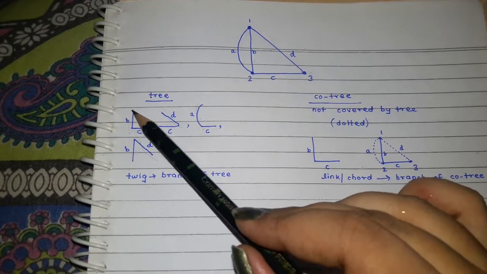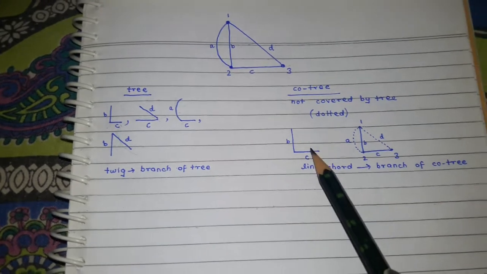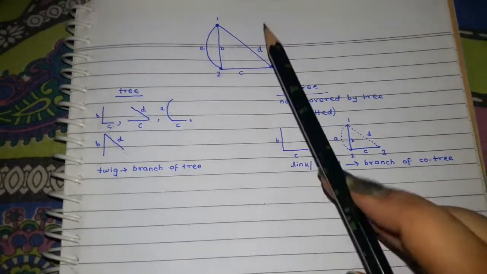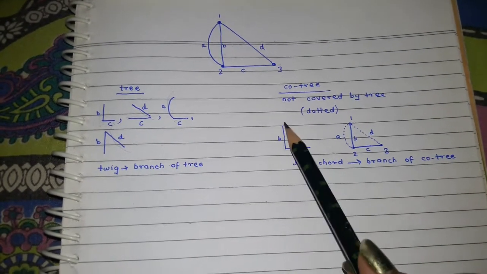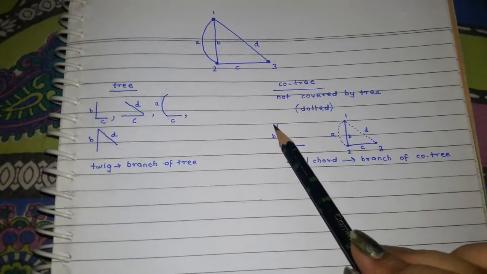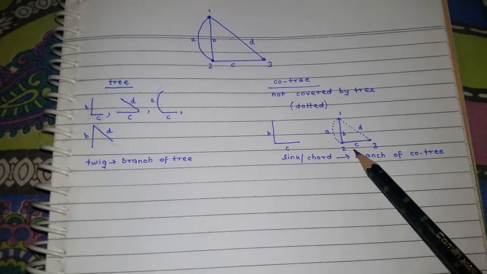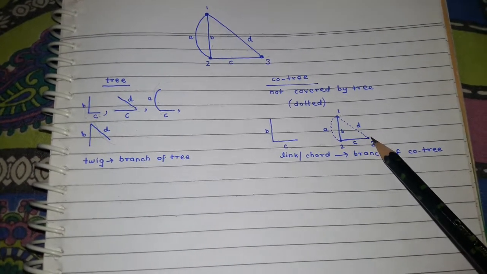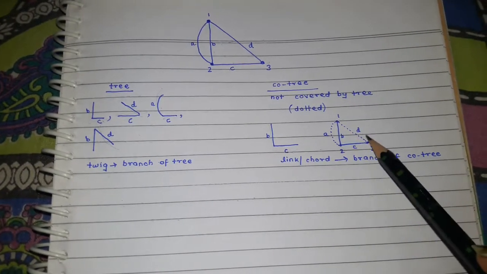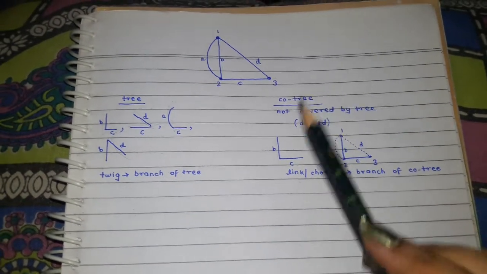But the part of the original graph which is not covered in the tree is called a co-tree. If we take this particular tree of this original graph, then the part of the original graph which is not shown in this tree is called the co-tree and is often represented by dotted lines. If we add tree and co-tree, we will get the original graph completely. And the branches of a co-tree are called links or chords. So this is all for the basics.